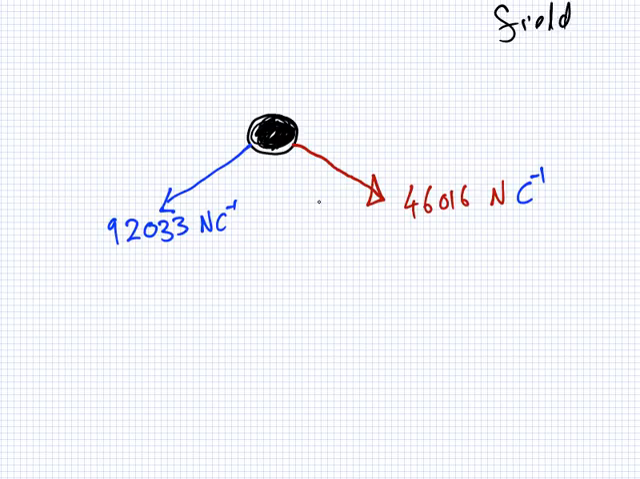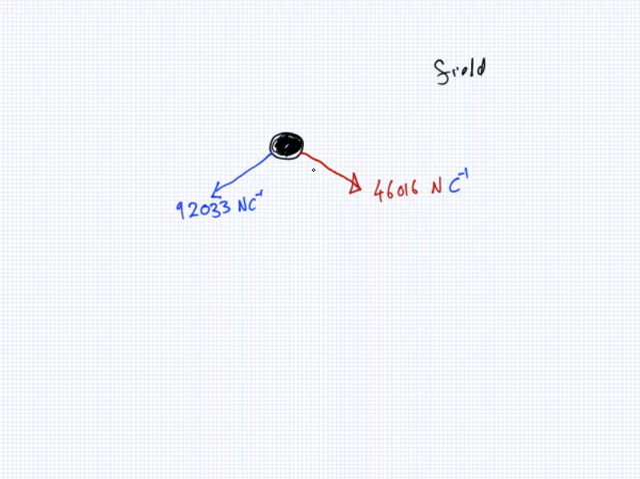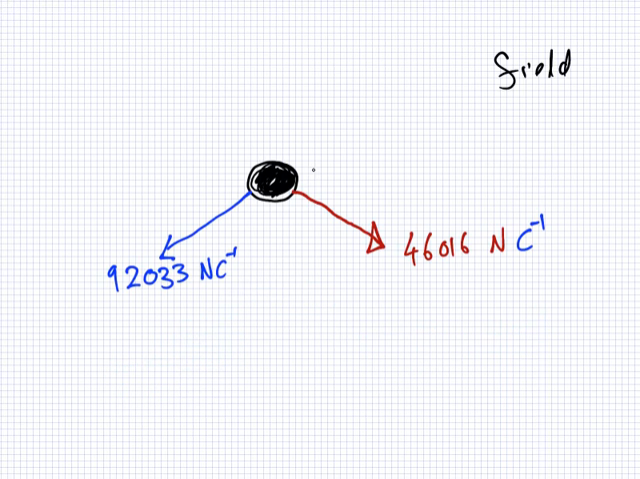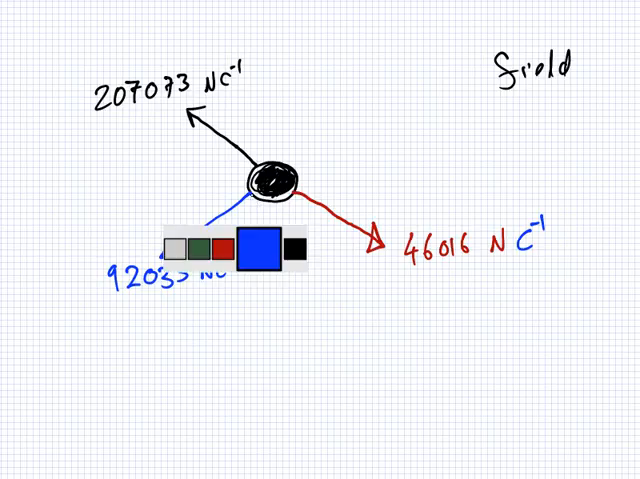Which way is that pointing? Up and left? Yeah, up left. How much? 207,073 newtons per coulomb. And the last one? Which way though? Okay, so I'll do that in green. How much is that one? 69,024.